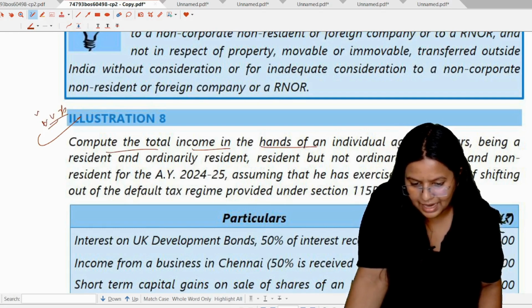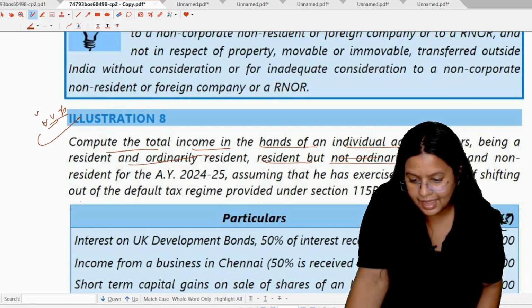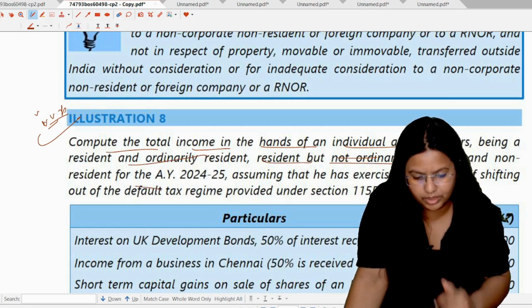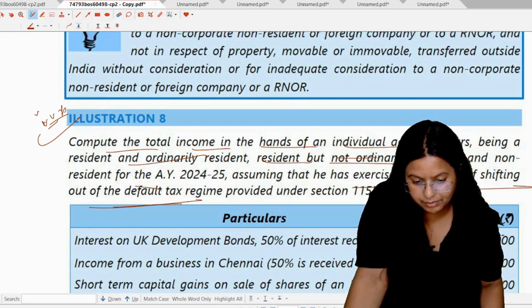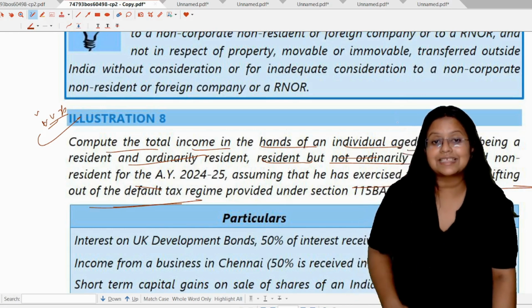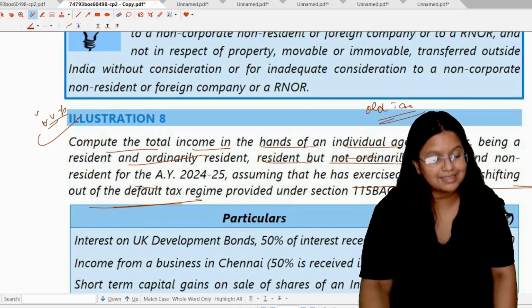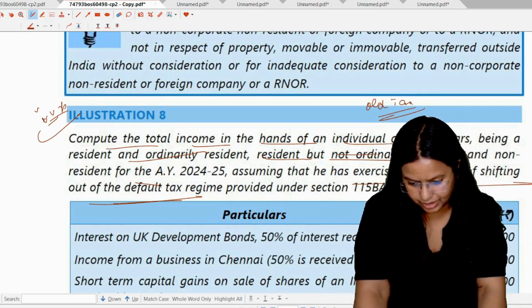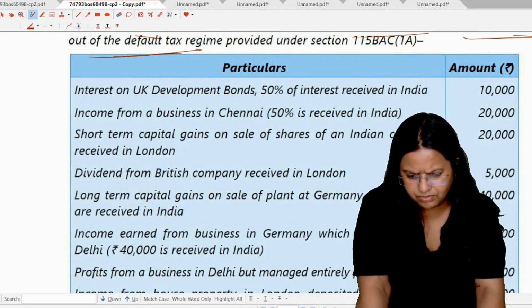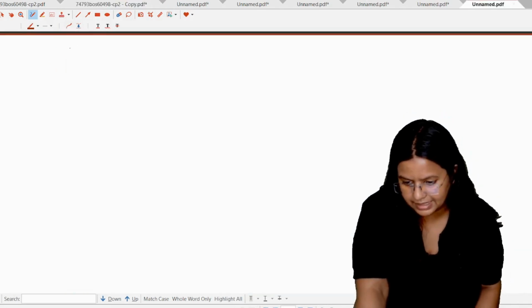Compute the total income in the hands of an individual aged 35 years, being a resident and ordinarily resident (ROR), resident but not ordinarily resident (NOR), and non-resident (NR), for the assessment year 24-25, assuming he has exercised the option of shifting out of the default tax regime. It means he has exercised the option for the old tax regime, because the default one is the new one now. So he has exercised the option to shift out of that tax regime, so we are considering the old tax regime. Interest on UK development bonds, 50% of interest received in India. It means again we have to do that question in the 3 marks line.